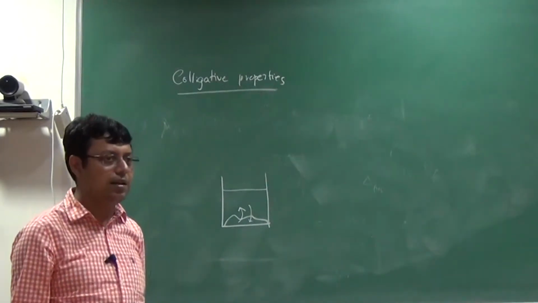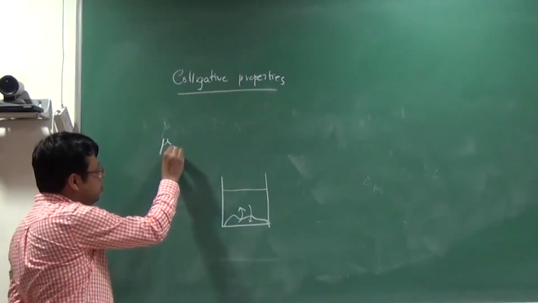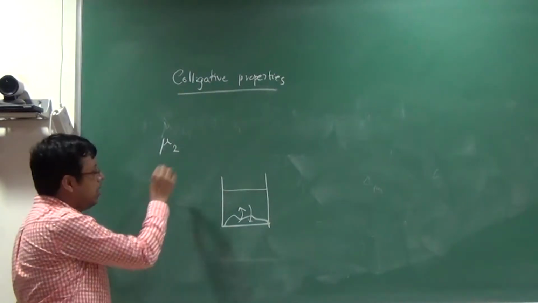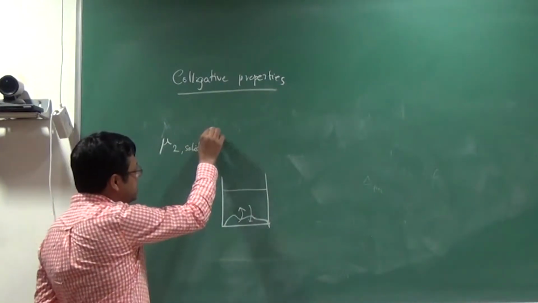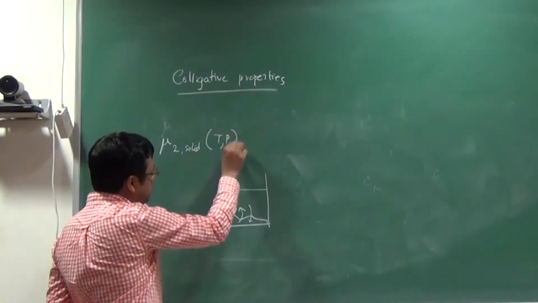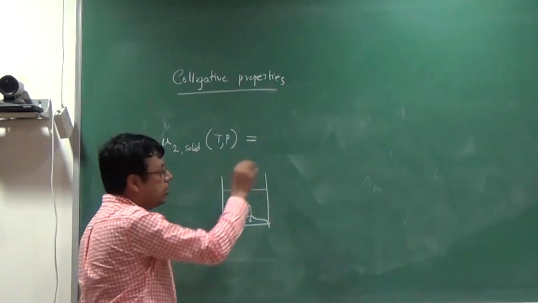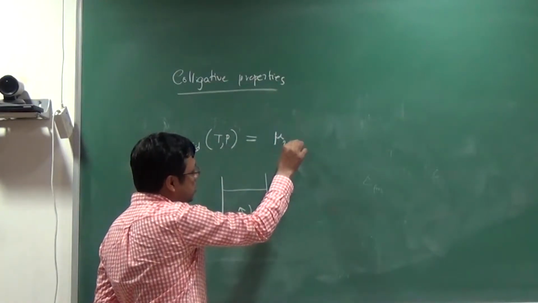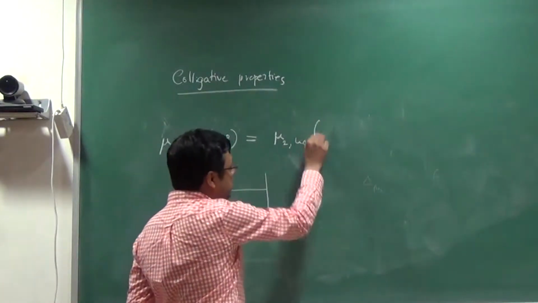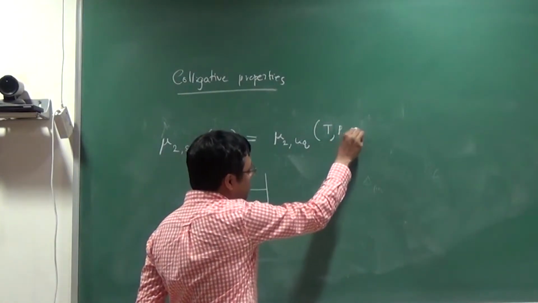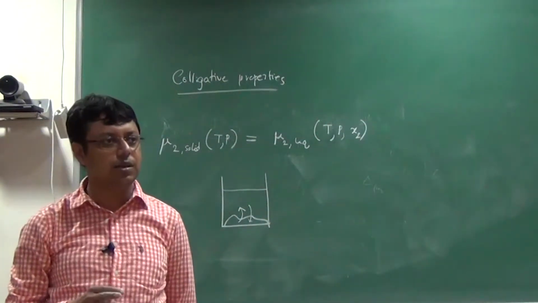Okay. And again, it's the same thing. What is the same thing? Basically, the chemical potential of 2 in the solid, which is a function of temperature and pressure, should be identical. 2 means actually it is the solute. The chemical potential of the solute in the liquid solution phase is a function of temperature, pressure, as well as the mole fraction of the solid. As simple as that.